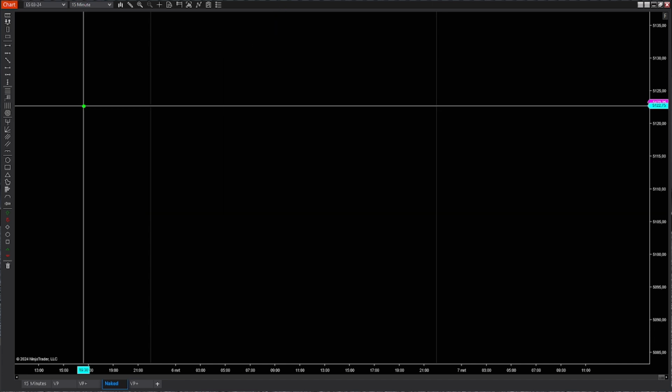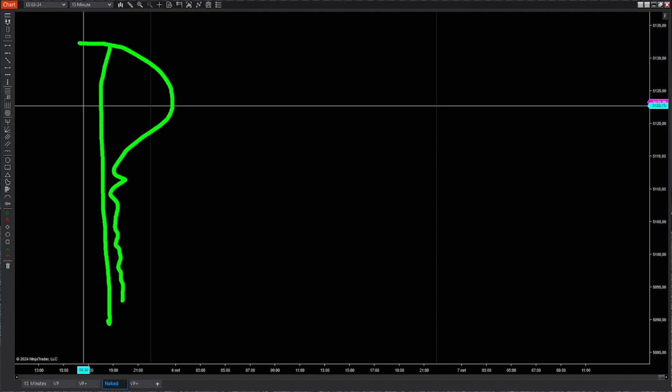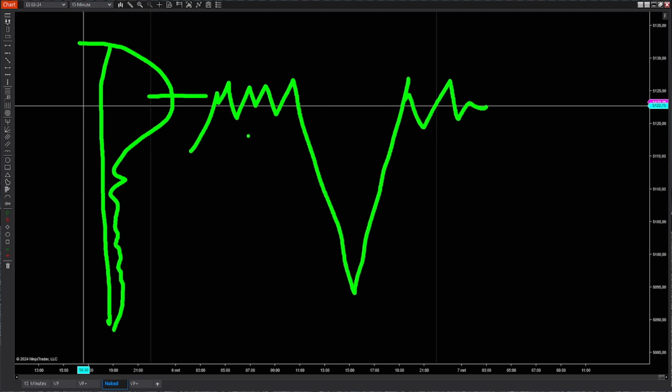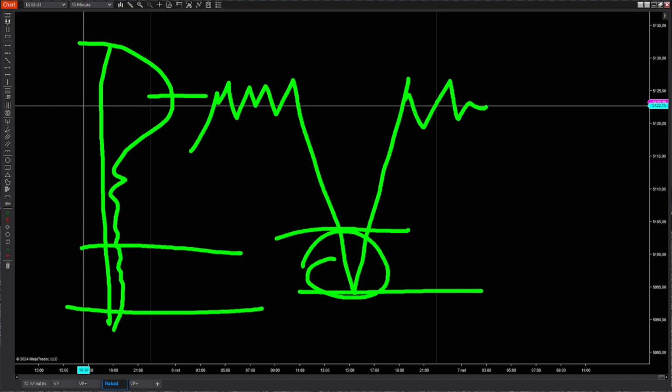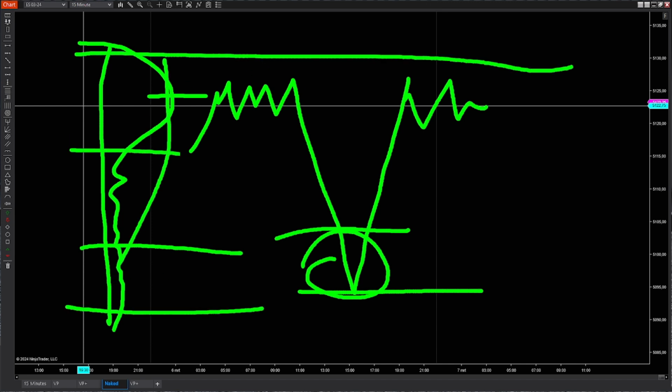Then we have the P-shaped profile that goes like this, little profiles around here, POC here. The profile looks like the letter P with the volume more concentrated at the upper end of the profile. The shape indicates a potential short covering rally or strong buying response after a sell-off. So what we can have here is a short covering rally and we go back in, or a strong buy zone right here below. So we should go back into this distribution.